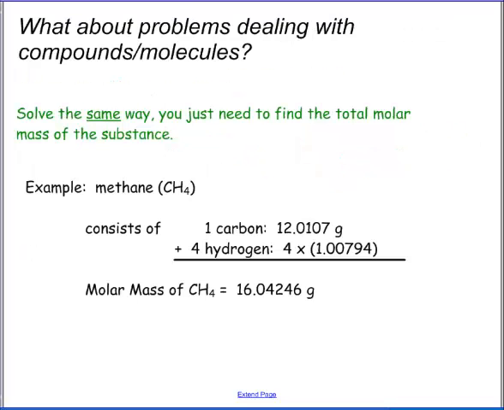All of these problems have dealt with atoms. If we were to be asked to deal with compounds or molecules, we solve them in the exact same way, except you need to find the total mass of the substance, as shown here with finding the molar mass of methane. I find the mass of one carbon, and I add it to 4 hydrogens, and so the molar mass would be 16.04246 grams. The problems are still solved the same way. It's just a matter of finding the total molar mass for that substance.